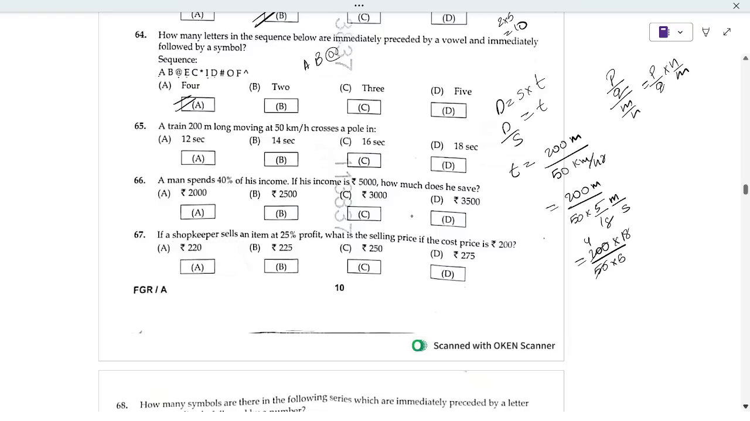Let's check. Okay, so this will give us, 4 into 18, 4 8 times is what? 72 by 5. Alright, did we do any blunder? Let's check. 200 meters long moving at a speed of 50 km/h. So change km/h to meters per second. So 5 by 18, and then we have 200 meters long. Right, where's the blunder?